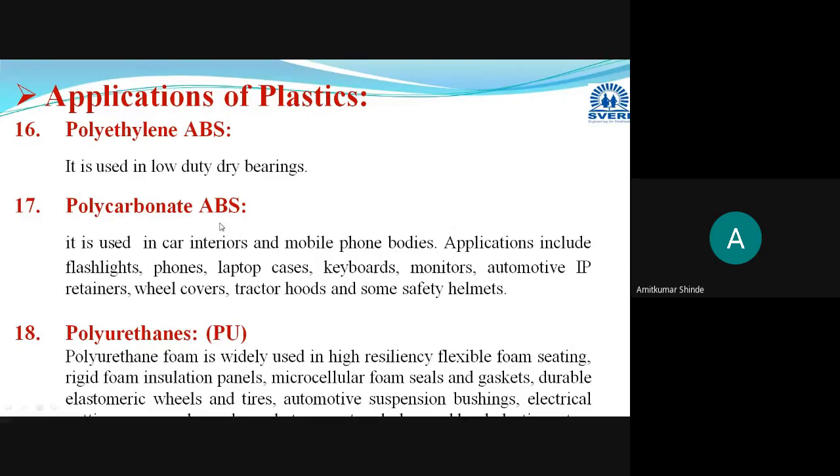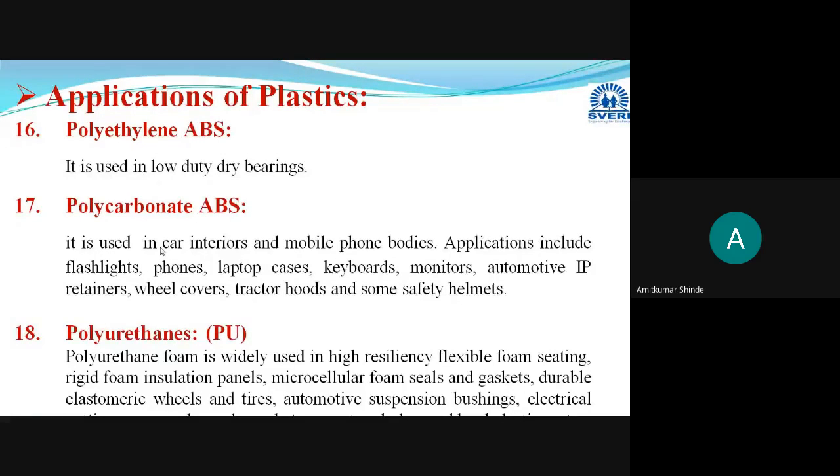It is termed as polycarbonate ABS, and generally it is used in whichever interior is there in our four wheelers, in the car or our different SUVs. That interior is made from this polycarbonate ABS. Then the light-weighted smartphones we are using nowadays, that mobile phone body is manufactured with the help of this polycarbonate ABS. Then the laptop case is also manufactured with the help of this polycarbonate ABS.